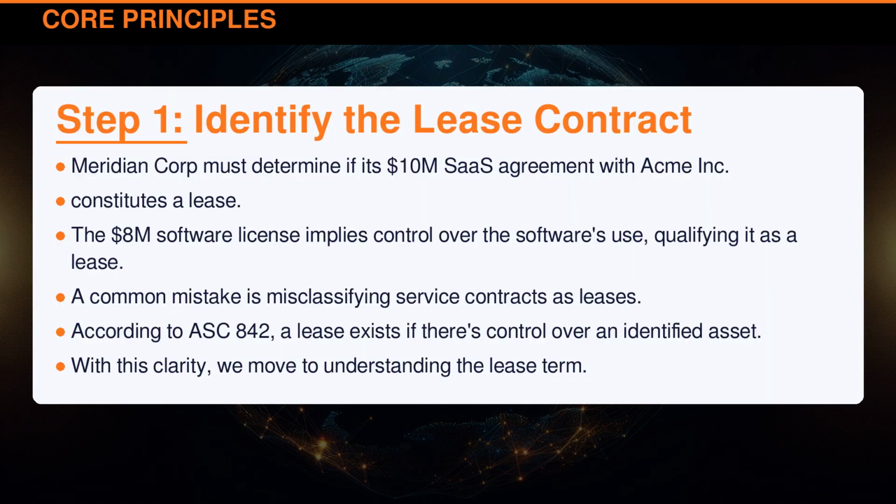Meridian Corporation must determine if its $10 million SaaS agreement with Acme Incorporated constitutes a lease. The $8 million software license implies control over the software's use, qualifying it as a lease.